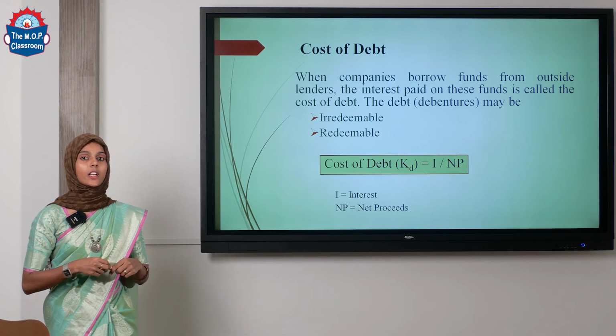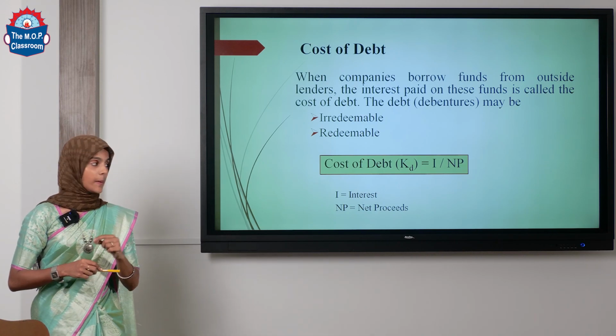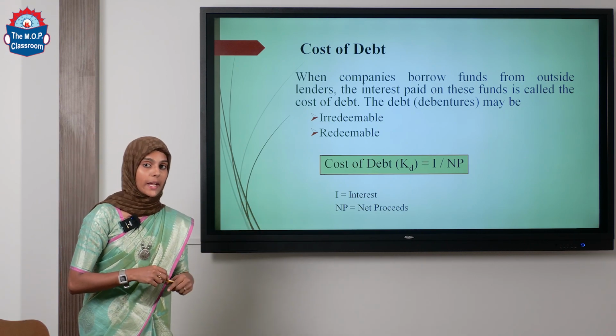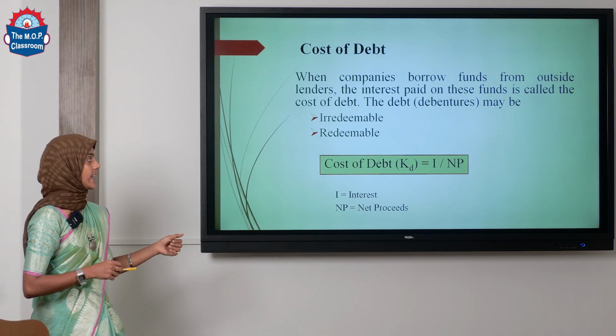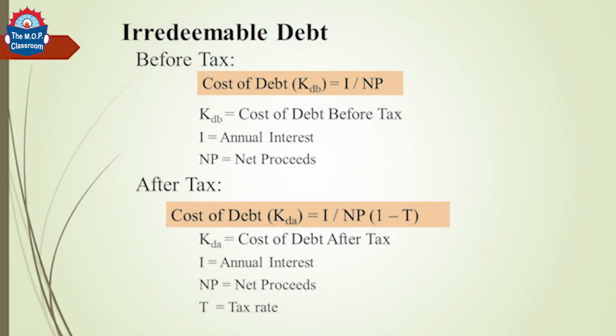The formula for finding out the cost of debt: capital is denoted by the letter K, and cost of debt is equal to I divided by NP. I denotes interest and NP denotes net proceeds. Here tax also is taken into consideration in the calculation of the cost of capital. So, the formula for irredeemable debt before tax will be the same, I divided by NP.